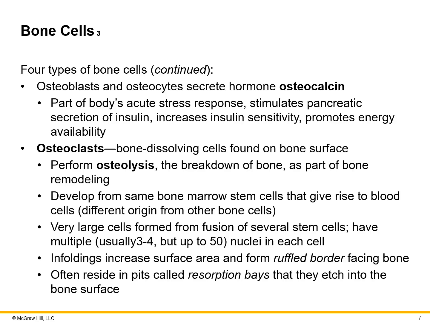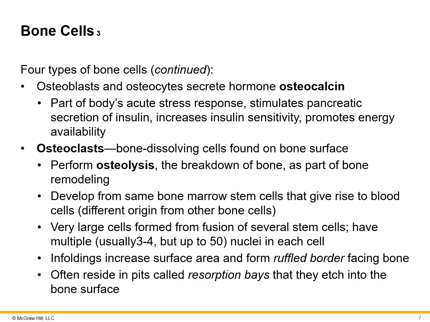These osteoblasts and osteocytes secrete a hormone called osteocalcin as part of your body's acute stress response. The cells will release this hormone, and that hormone will stimulate the pancreas to release the hormone insulin. This osteocalcin will also increase the body's sensitivity to respond to the insulin that the pancreas is releasing. And osteocalcin also promotes energy availability.